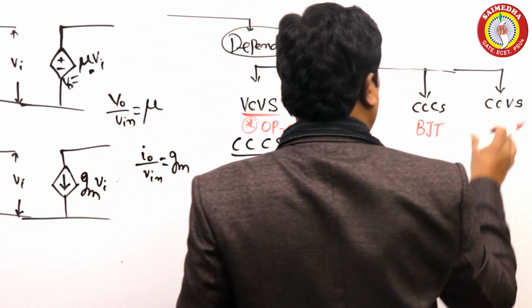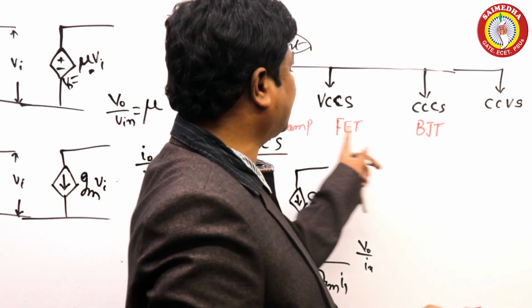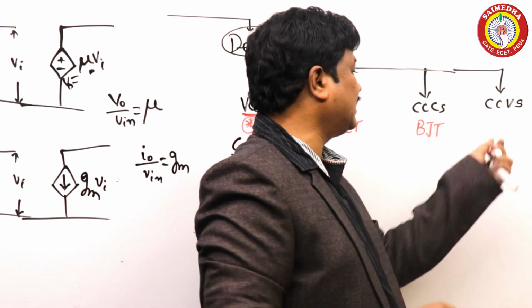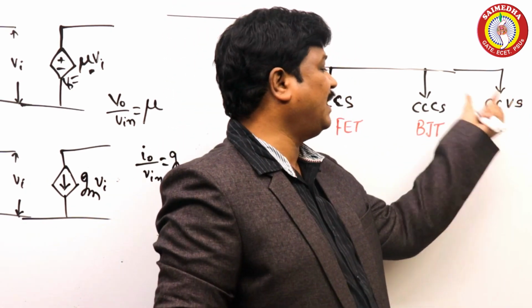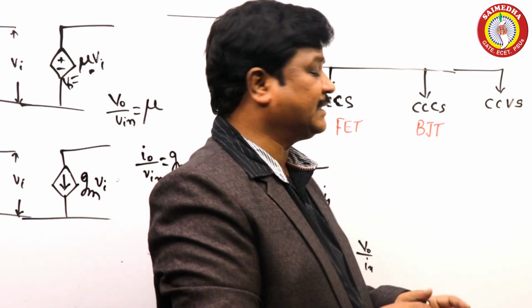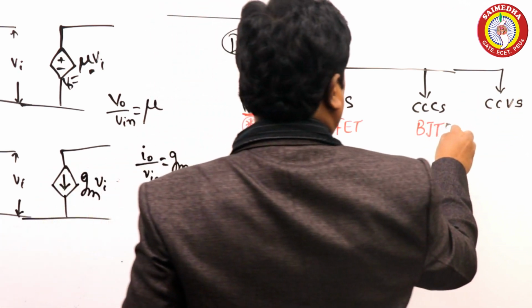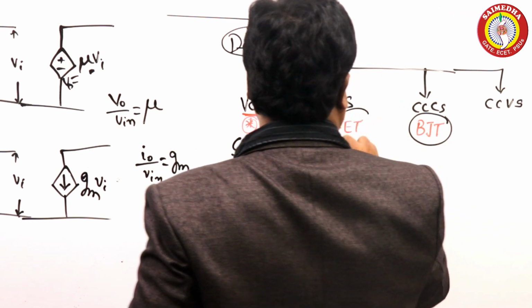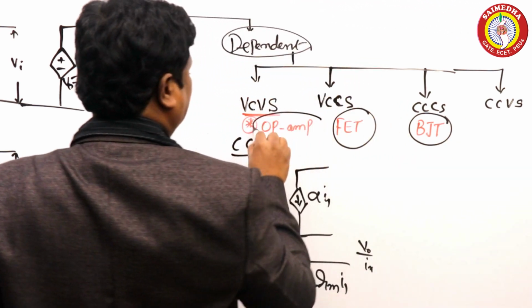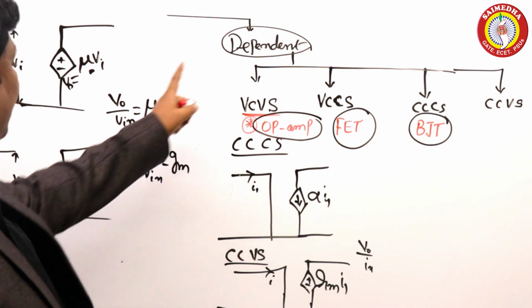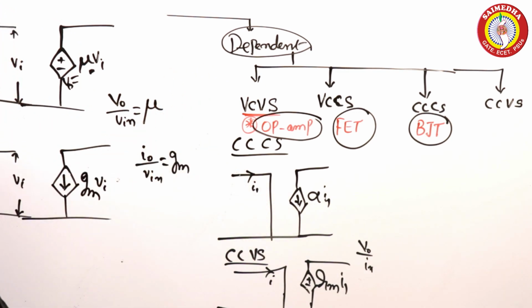A current controlled voltage source will not come under electronic circuit devices. That may come under electrical machines, for example a series generator. But these are the best examples for current controlled current source, voltage controlled current source, and voltage controlled voltage sources. These are the various dependent sources.